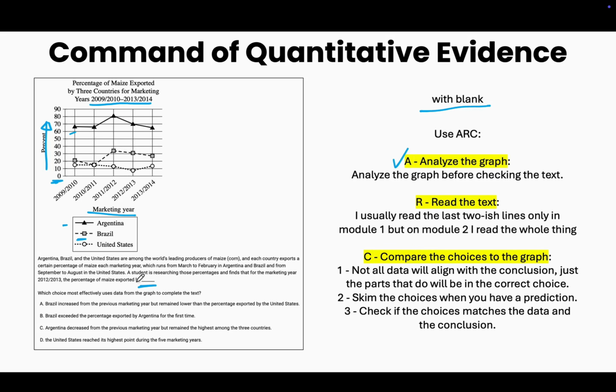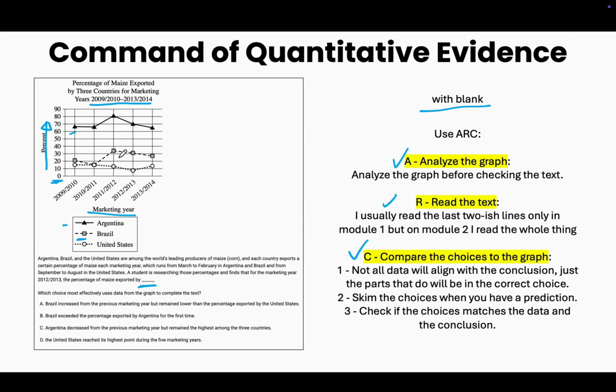Over here, a student is researching those percentages and finds that for the marketing year 2012-2013, the percentage of maize exported by blank. Moving on to the final step, which is to compare the choices to the graph. Choice A says, Brazil increased from the previous marketing year but remained lower than the percentage exported by the United States. This is talking about 2012-2013. You can see that Brazil increased from the previous marketing year and not decreased.